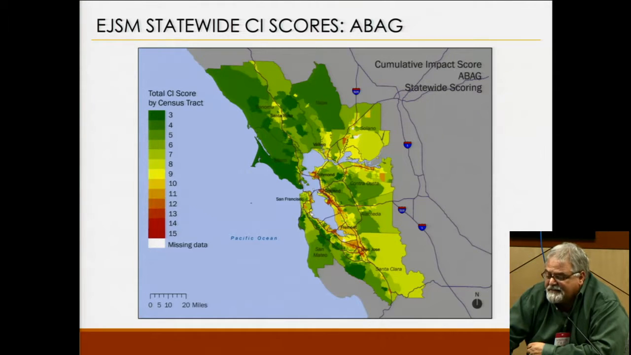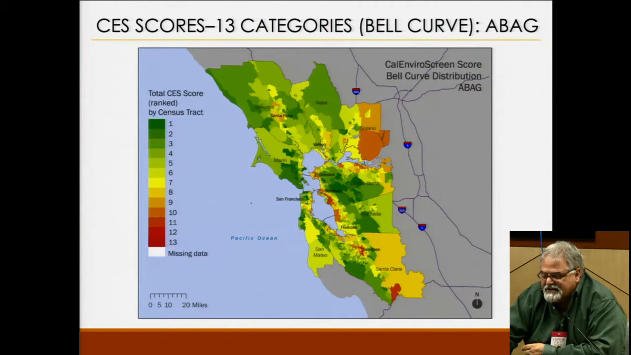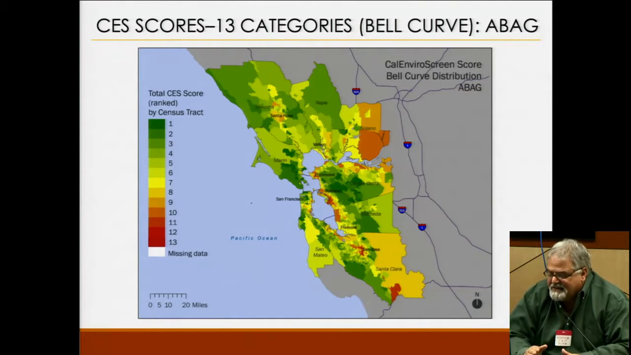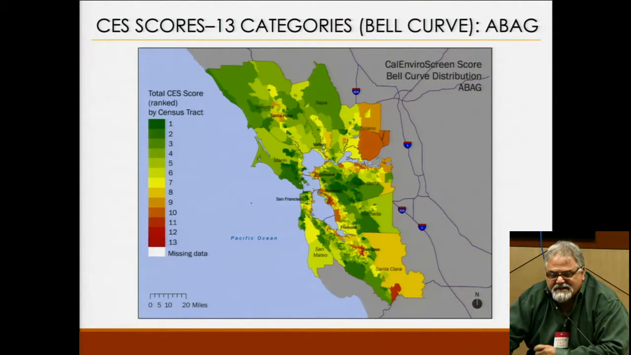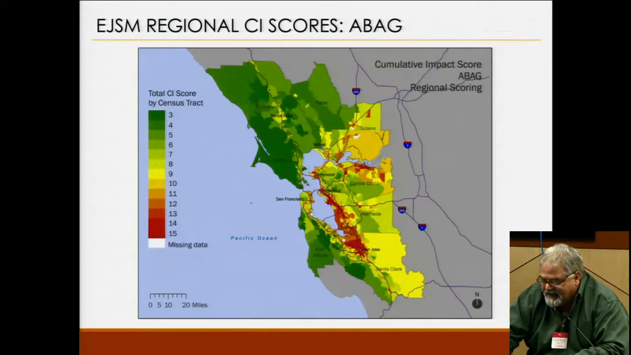Just to see how this looks regionally, here is the EJSM statewide score, but looking only at the ABAG San Francisco Bay region. This is done statewide. If we take those CalEnviroScreen scores, put them into 13 categories, and force them into the bell curve, this is what CalEnviroScreen looks like. So this is the most direct comparison on a regional level for CalEnviroScreen versus EJSM. So that would be these two. And finally, this would be our preferred way of thinking about cumulative impact and vulnerability for the San Francisco Bay Area. This is the EJSM regional score done just regionally and not using a statewide analysis.